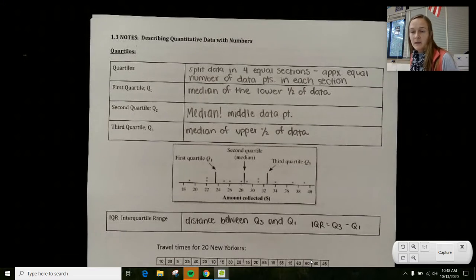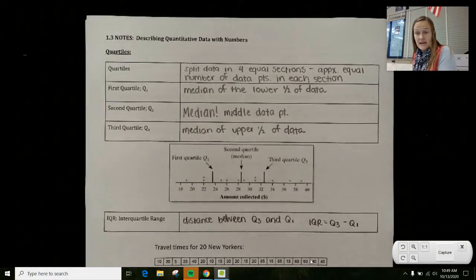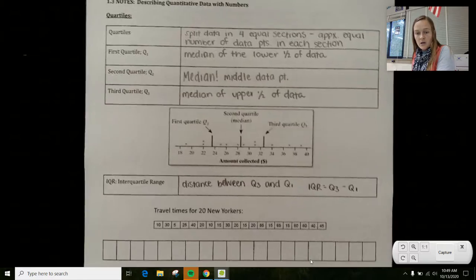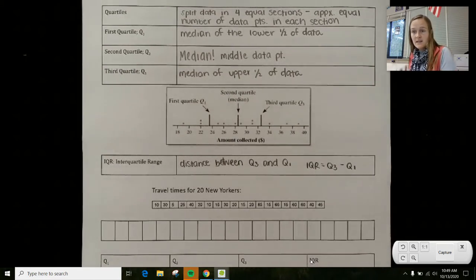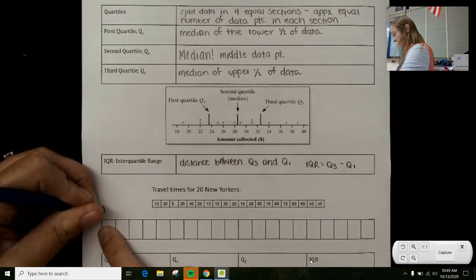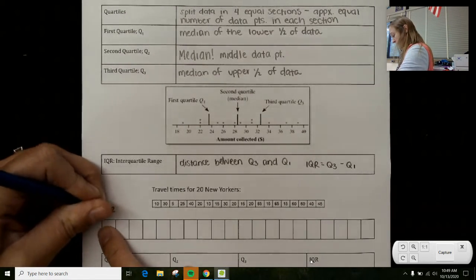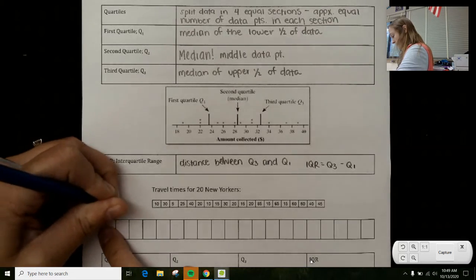If you're doing the type-in notes, you can type this in. If you're doing notes on your paper, just have these definitions written down. And then instead of just writing down the data values that I'm giving you, just write them in order. So when you are trying to find these values, you first have to put them in order from smallest to largest. That is the most important first step. So I am going to first order the data.